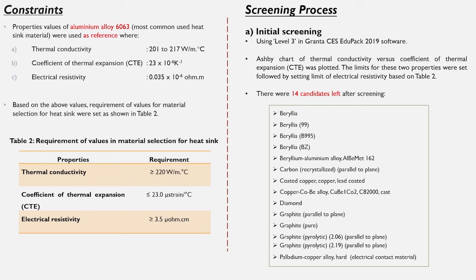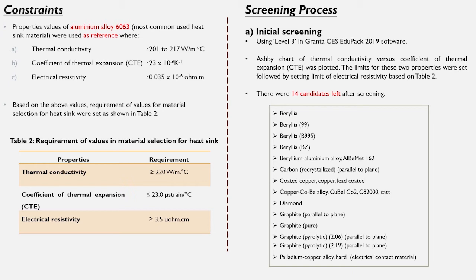Referring to these values, the values to be used in material selection were set as shown in Table 2. Thermal conductivity equal to or higher than 220 watt per meter per degree Celsius. CTE equal to or less than 23 microfarad per degree Celsius. Electrical resistivity equal to or higher than 3.5 microohm centimeter. After setting the limit, screening was performed.